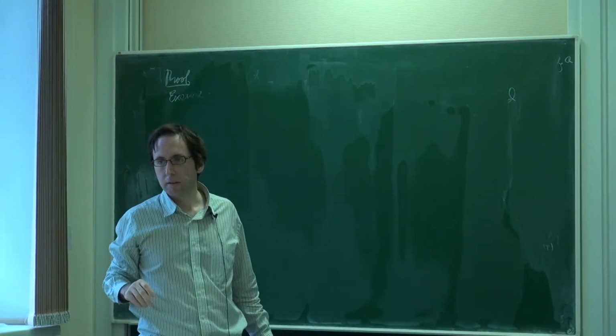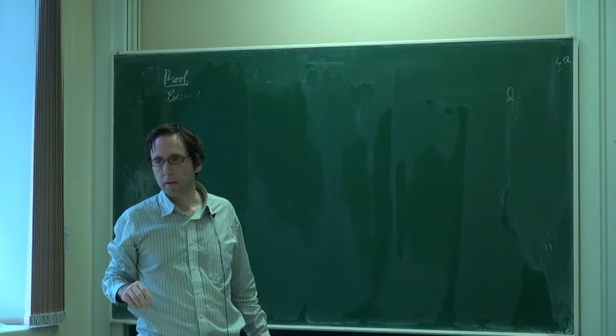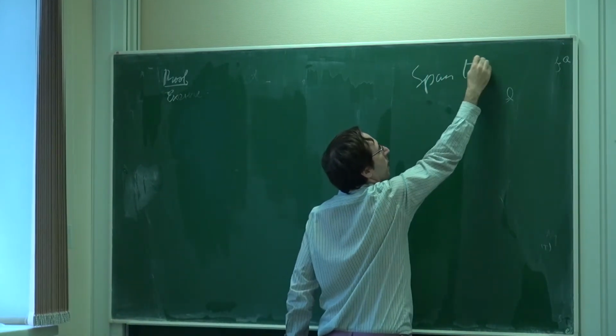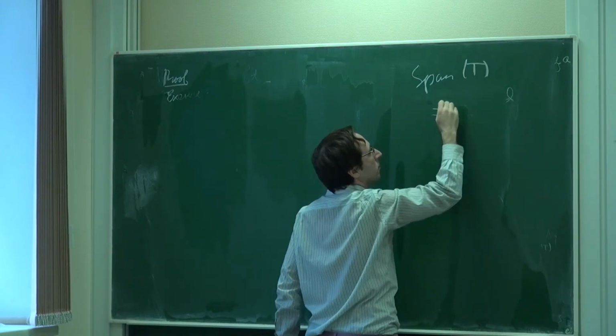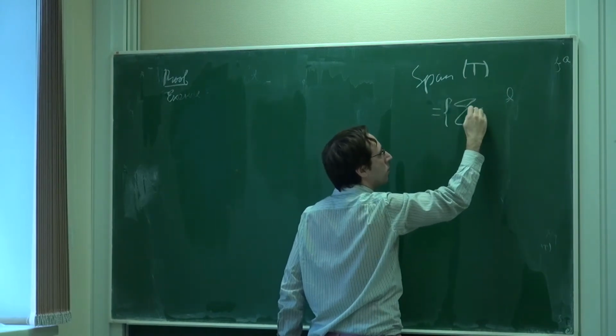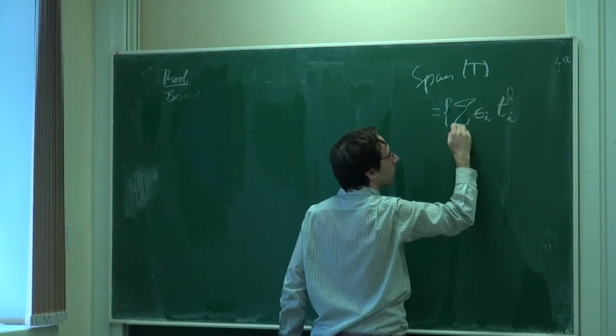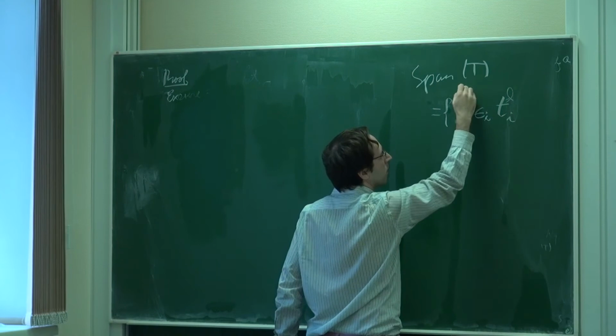You began to explain with span t. Span of t is the set of all combinations of the form sum of epsilon_i t_i.